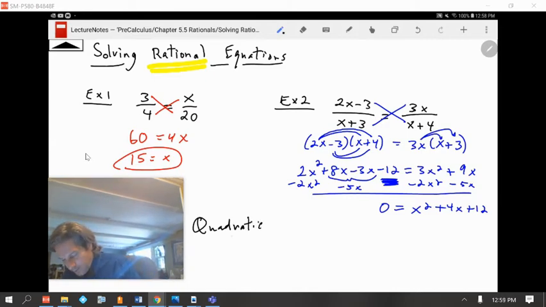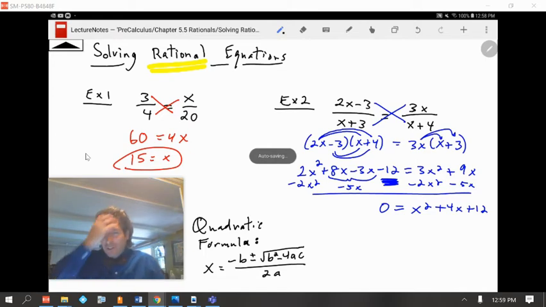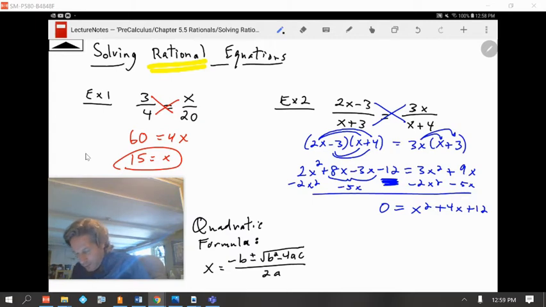Quadratic formula. We will use this a lot. And it goes: x equals negative b plus or minus the square root of b squared minus 4ac all over 2a. Now, normally with the quadratic formula, I write, if ax squared plus bx plus c is equal to 0, so the a and the b and the c are the coefficients of the equation.